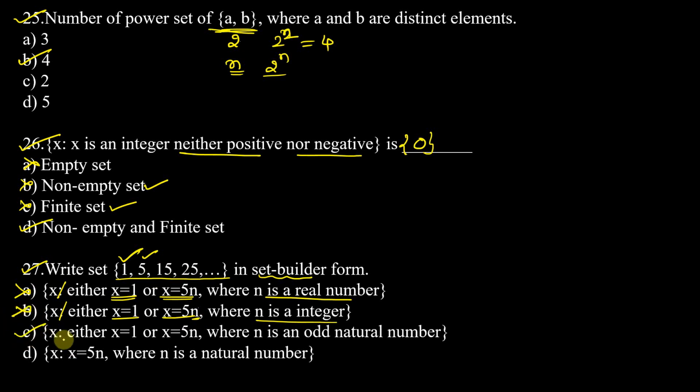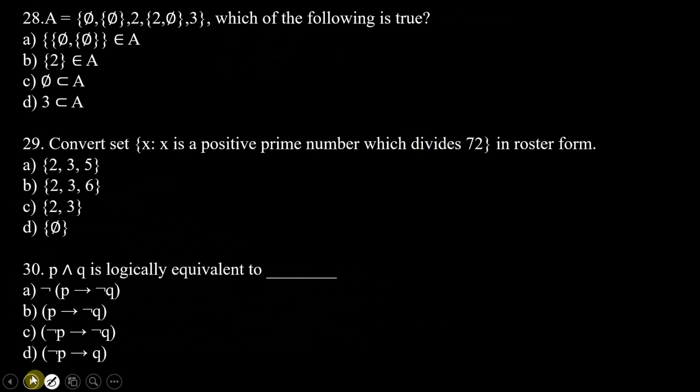Look at option C. x such that either x equals 1, or x equals 5n, where n is an odd natural number. What are the odd natural numbers? 1, 3, 5, and so on. When n is 1, you will expect 5. When n is 3, you will expect 15. When n equals 5, you will expect 25, and so on. So the correct answer for the question is option C.